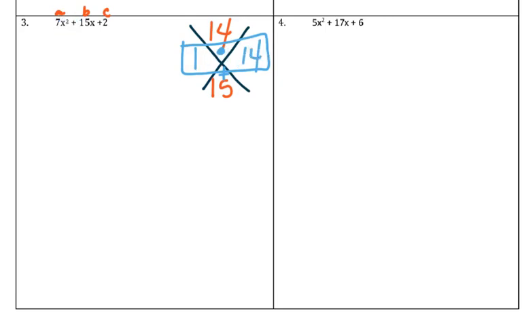So what we need to do next is called factor by grouping. I take the first term. Instead of the middle term, I rewrite it as the two terms from my x puzzle. And then I write down my last term.